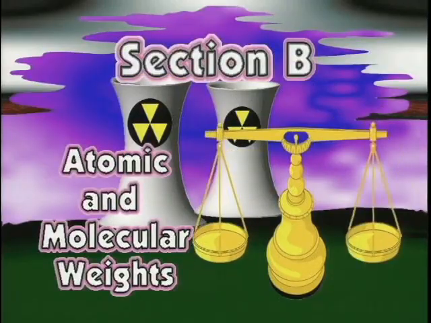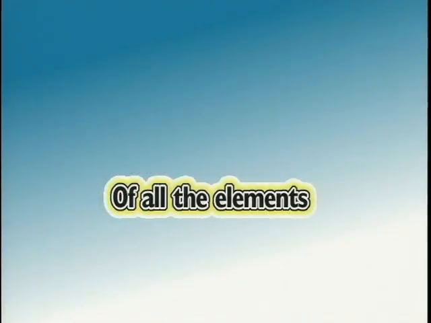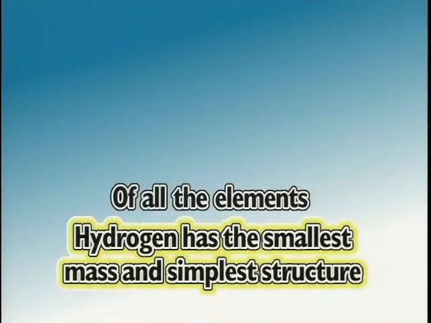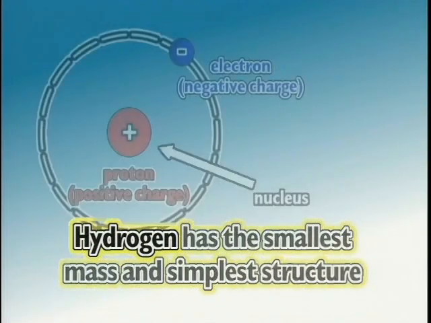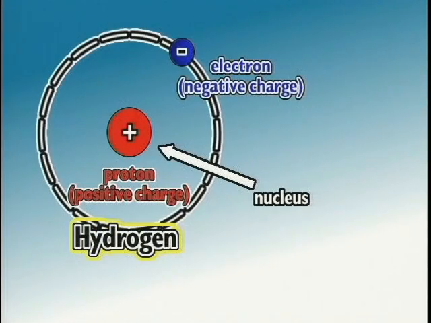Section B, atomic and molecular weights. Of all the elements, hydrogen has the smallest mass and the simplest structure. A hydrogen atom consists of 2 electrically charged particles, the proton, which has a positive charge, and the electron, which has a negative charge. As small as it is, the hydrogen atom has measurable mass.